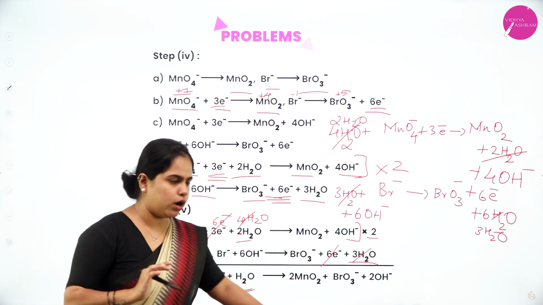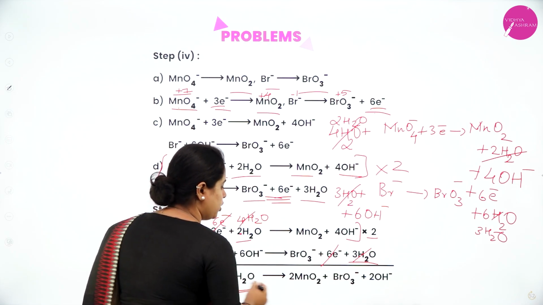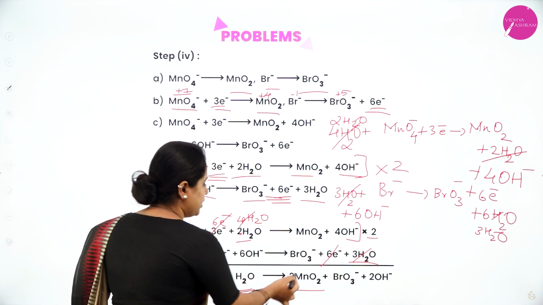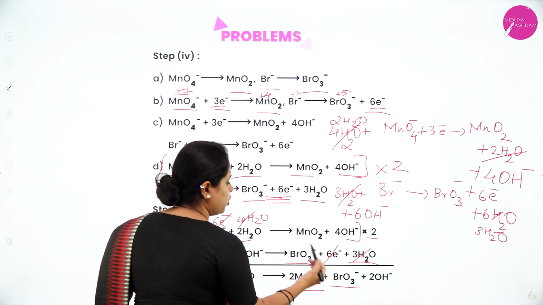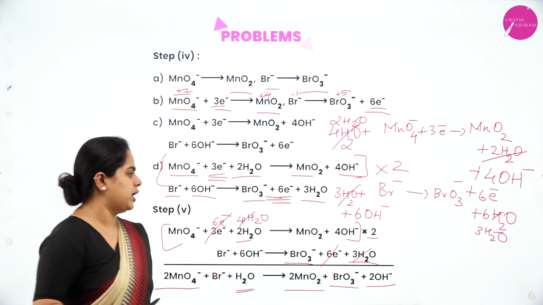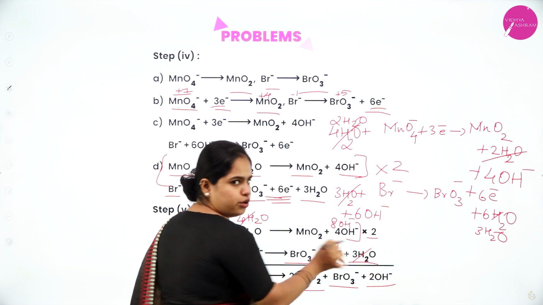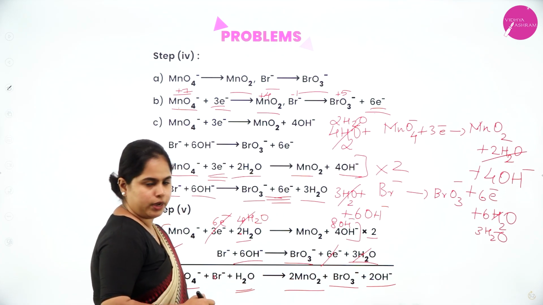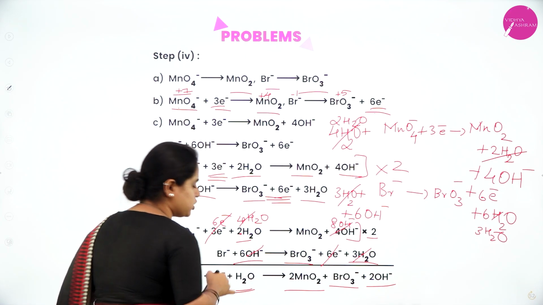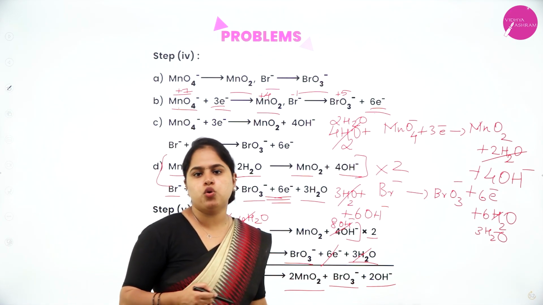Now coming to the product side. Again, 2 into MnO2 will give you 2 MnO2. Then you have BrO3 minus and you have 2 OH minus, which is left here. That is here, from here you will get 8 OH minus. That is 4 into 2, 8. And here you have 6 OH minus. So 8 OH minus and 6 OH minus will cancel and you will get 2 OH minus.